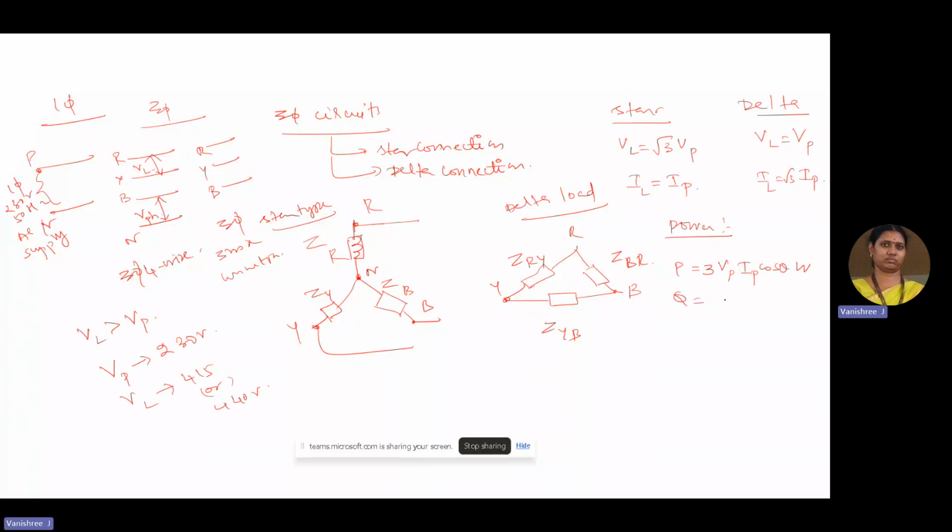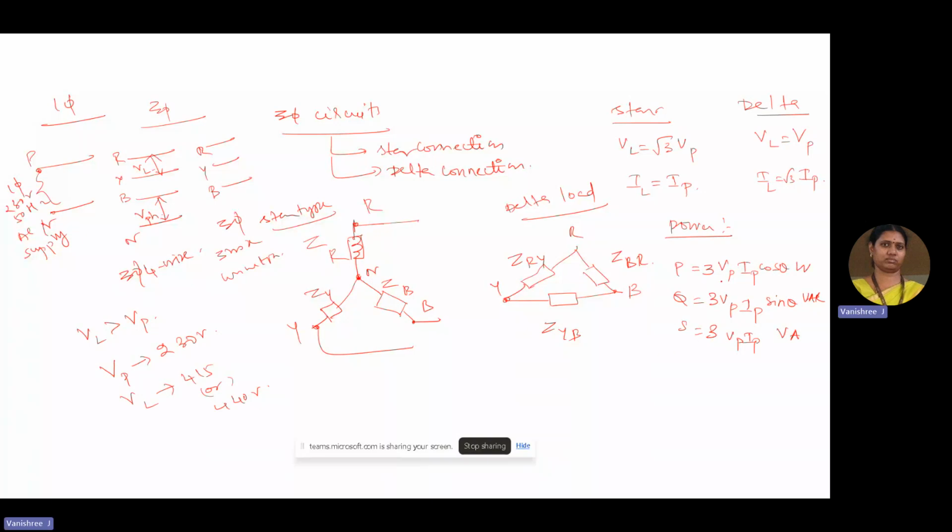Coming to reactive power, phase voltage multiplied by phase current and sin theta will give the single phase reactive power, which is measured in VAR. And when it is multiplied with 3, we get Q. Coming to apparent power, Vp Ip gives the single phase apparent power. And when it is multiplied with 3, we get the three phase apparent power.